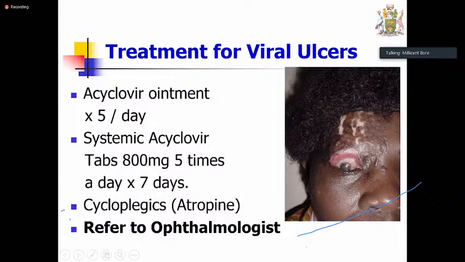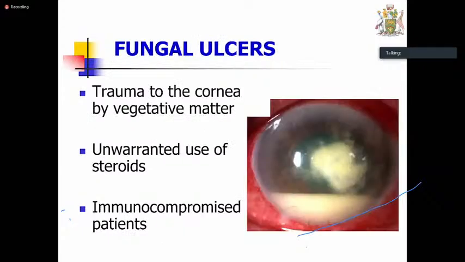We'll move on to fungal ulcers. So fungal ulcers occur due to trauma to the cornea by vegetative matter. So it happens most of the times to farmers. Most people in Kenya you'll find are farmers, people who come complaining of redness of the eyes and pain. You ask for the history, you'll find that there was history of trauma to the eye by vegetative matter. Maybe they were farming, cutting something in the farm, and something just got into the eyes.